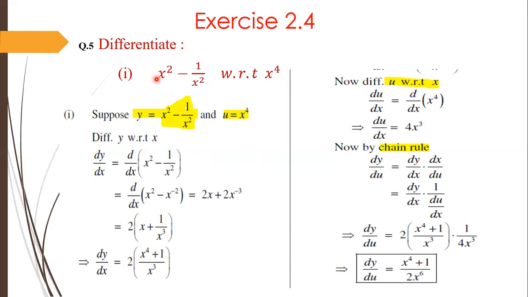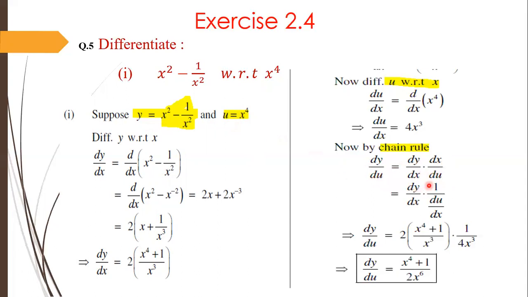Here we will have to differentiate x square minus 1 over x square with respect to x4, which means that we will have to find dy by du. Why? Because here we let x square minus 1 over x square is equal to y, and x4 is equal to u. So we will have to find dy by du. Dy in the numerator and du in the denominator, and the other variable than u and y is x. So x in the denominator as well as in the numerator is the chain rule in this case.